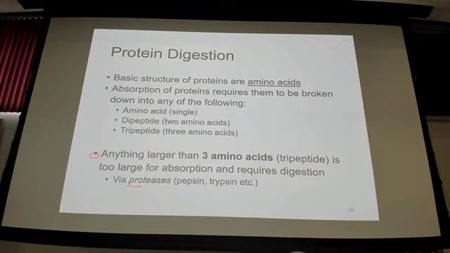That's a large class of enzymes. We'll talk about where they come from. Protein digestion begins in earnest in the stomach.